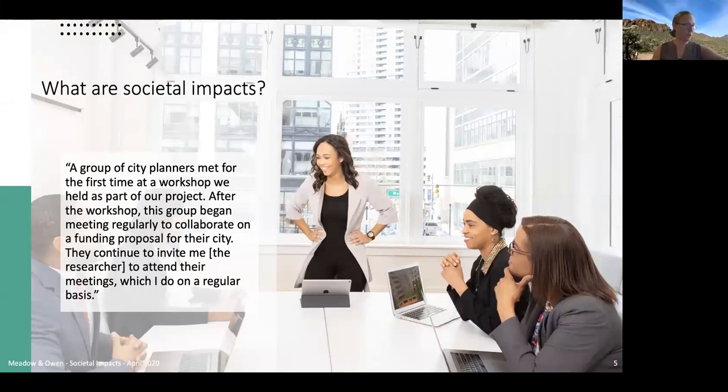In another example, a group of city planners met for the first time at a workshop that we held as part of our project. After the workshop, the group began meeting regularly to collaborate on a funding proposal for their city. They continued to invite me, the researcher, to attend their meetings, which I do on a regular basis. So this is a nice example of a connectivity impact. So we know that this building of networks that include both practitioners and stakeholders can really help make that research more useful in the long term. So if you start to see those kinds of relationships developing, that's a nice impact to document.